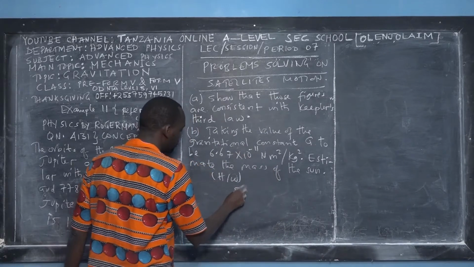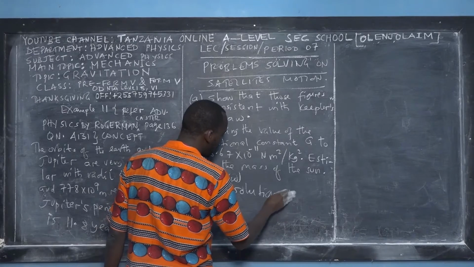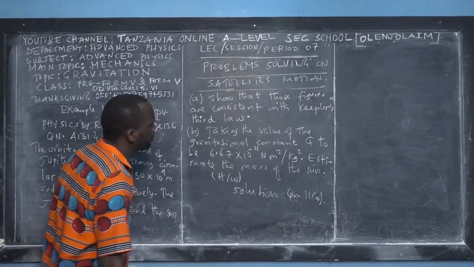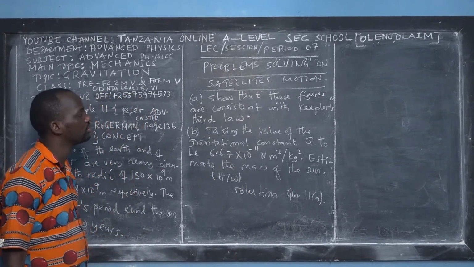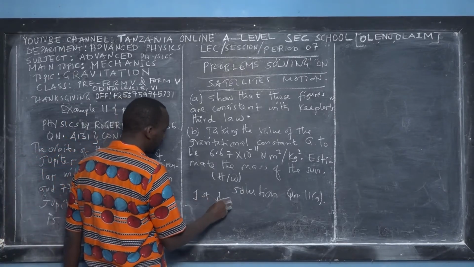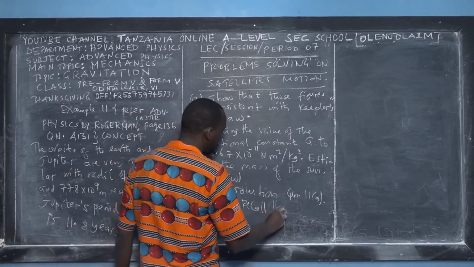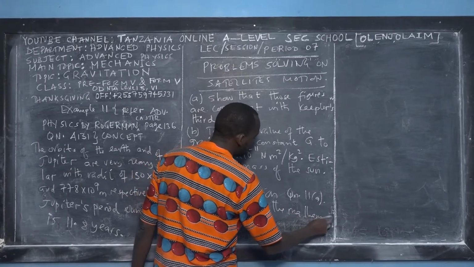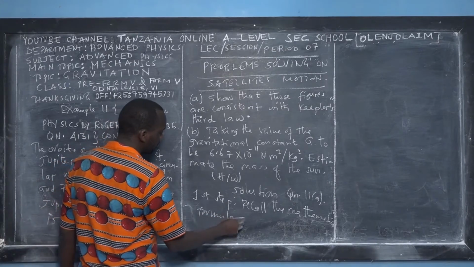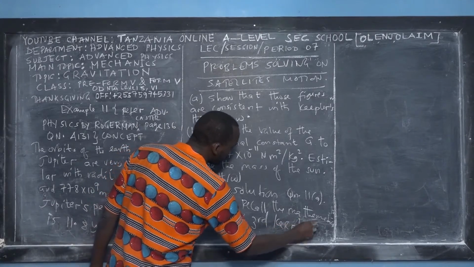So, solutions of question 11A. I have to answer that. I have to teach you how you can show that these figures are consistent with Kepler's third law. So the first step, you have to recall the mathematical equation or mathematical formula of Kepler's third law.